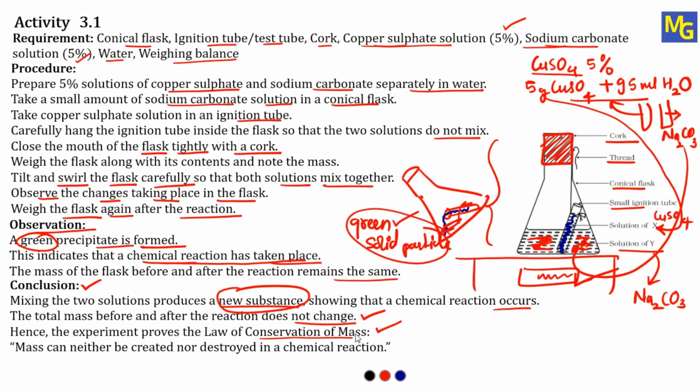And the law states that mass can neither be created nor destroyed in a chemical reaction. So whatever mass was there at the starting, the same mass we got after the reaction. It has not decreased by destroying the chemical. It has not increased by creating the chemical. It is as usual the same. And that is what is called the law of conservation of mass. I hope you understand this activity. Now we'll move on to the next one.